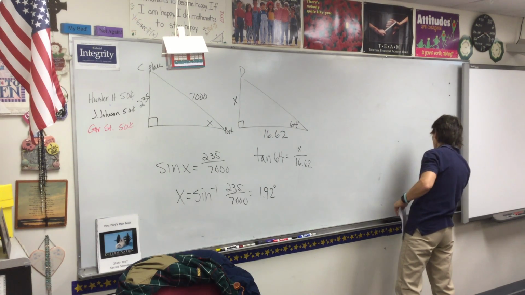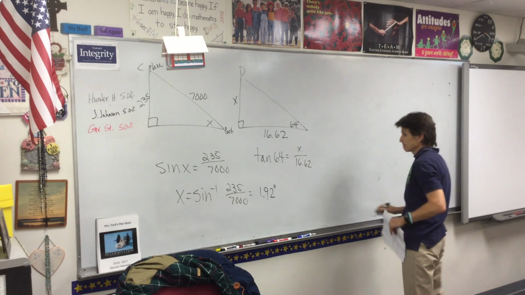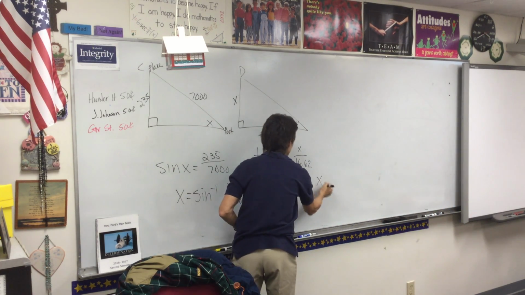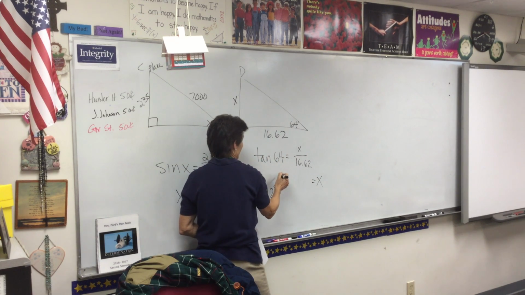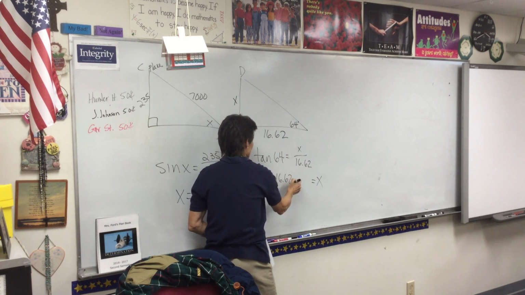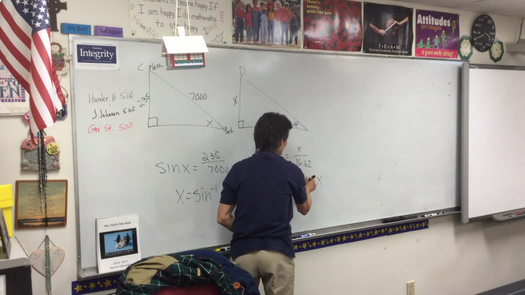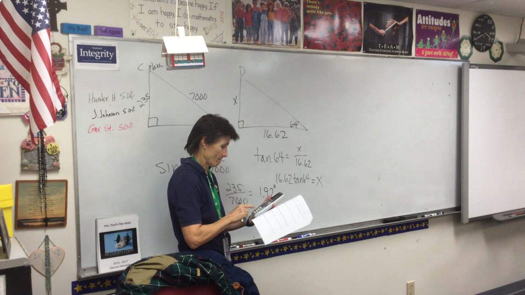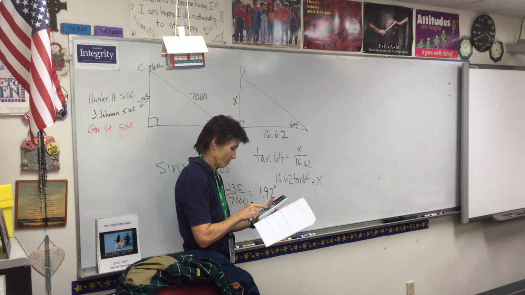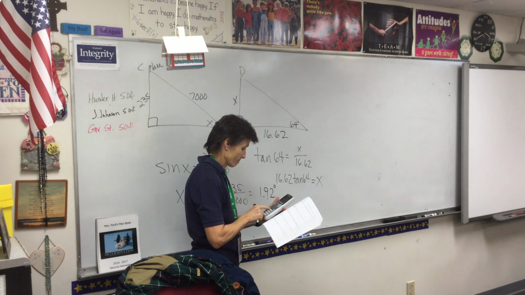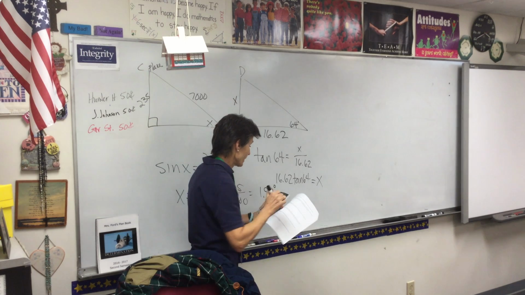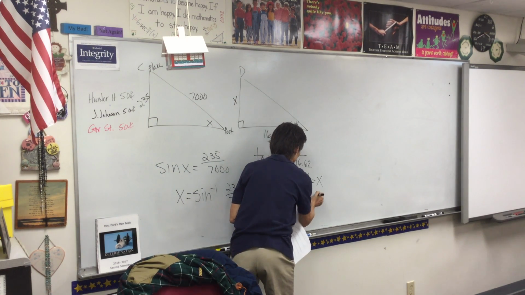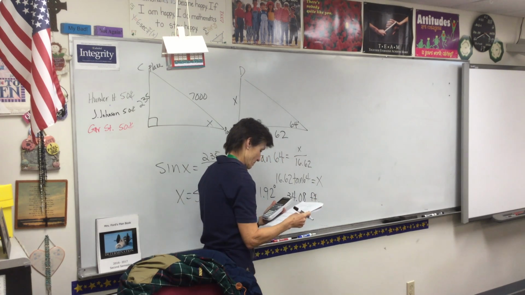So what am I going to type into my calculator? What's x going to equal? 16.62 tan 64? I got 34.08. And is that feet? Yep.